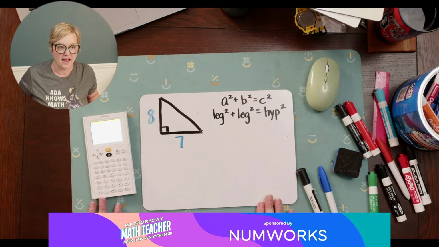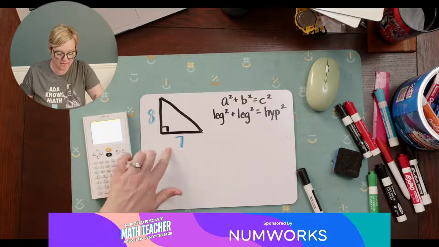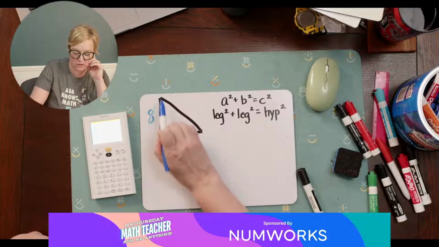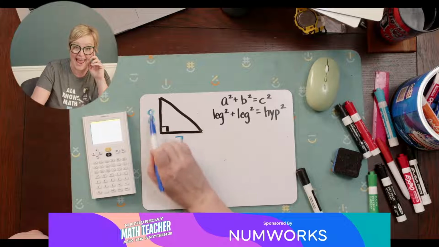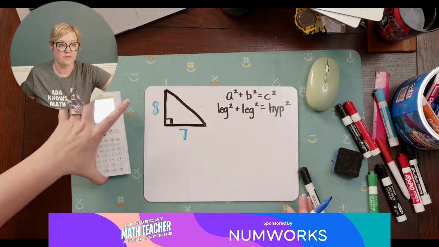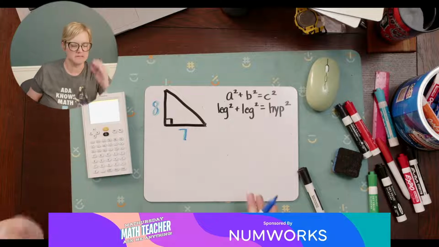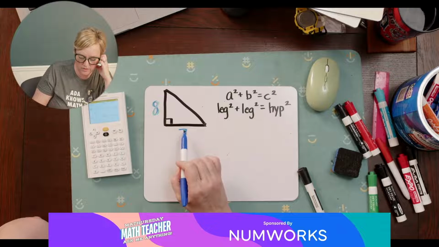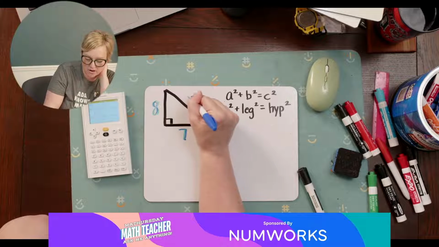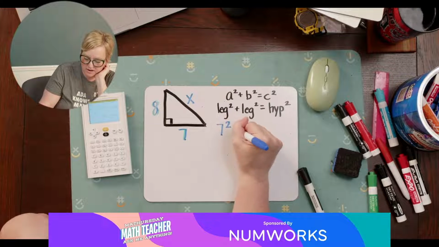Okay. All right, so back to this. So 7 and 8. These are my legs, and the reason I know they're my legs is because they make up the right angle in the triangle. Okay, Joseph, you need to go. Bye. So we've got 7 and we've got 8, and we need to figure out what this is, so we're going to call this X.